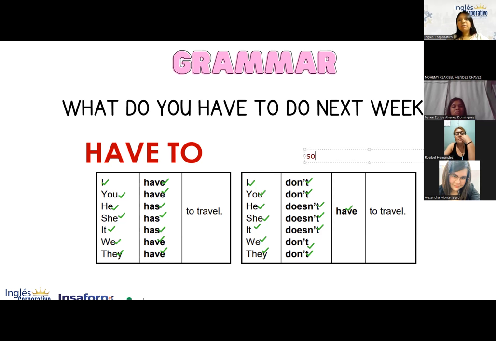And what is the meaning of so on? Cuando yo le digo so on, es como decir y así, y así sucesivamente. And so on. All right. So, questions so far? Doubts?